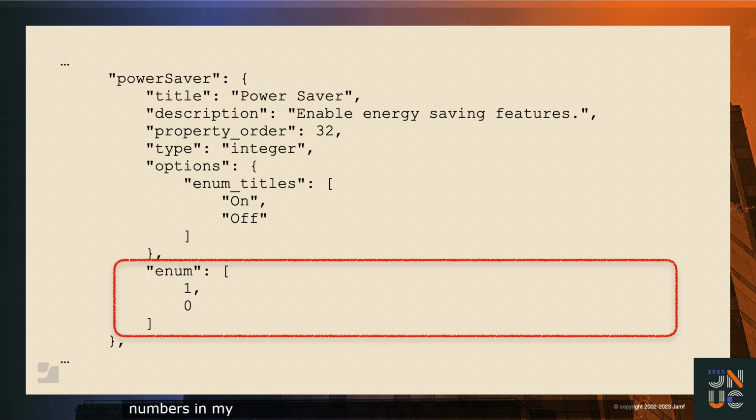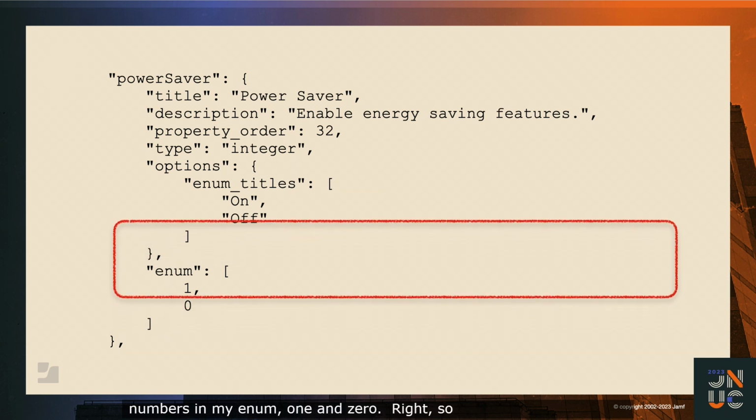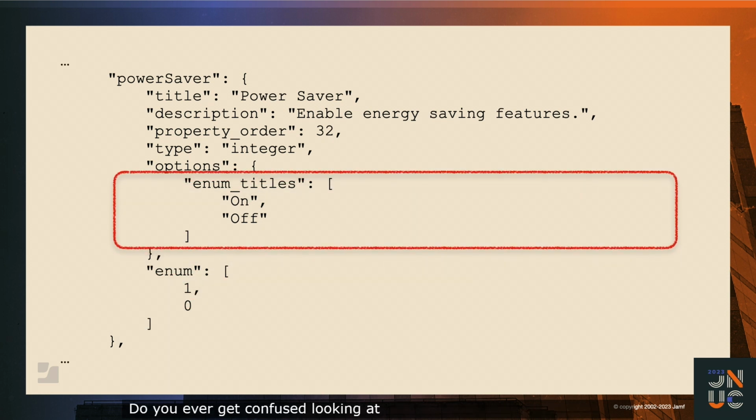Do you ever get confused looking at a plist and you wonder, does 1 mean true or false? Or is it on or off? Well, that's where we can make it easy for someone. In this case, 1 is on and 0 is off. And by the way, if you haven't picked up on it, I know that because my enum titles are in the same order as my enum list below. And both enum entries must have the exact same number of items in the list.